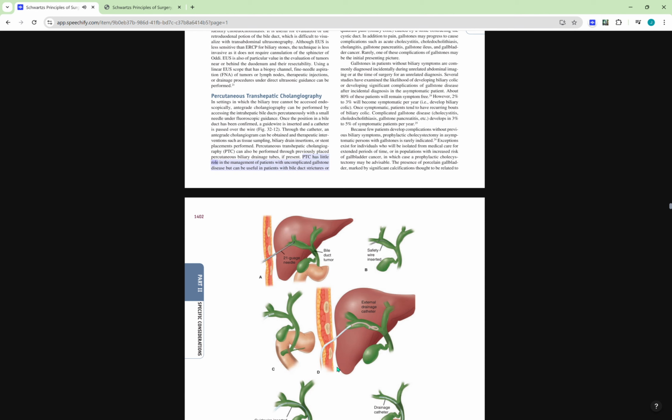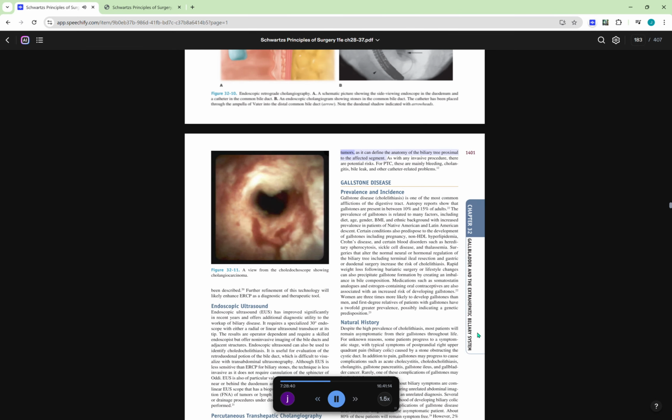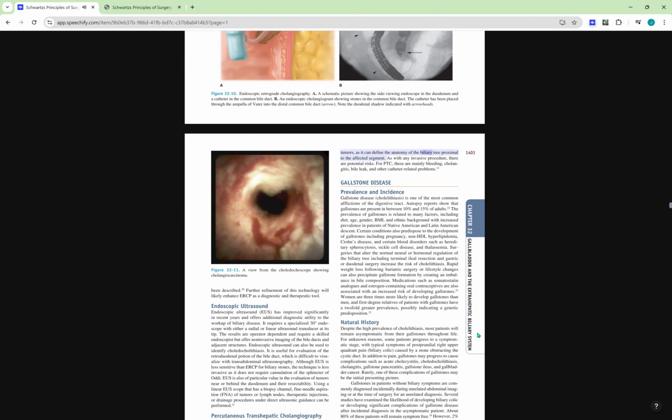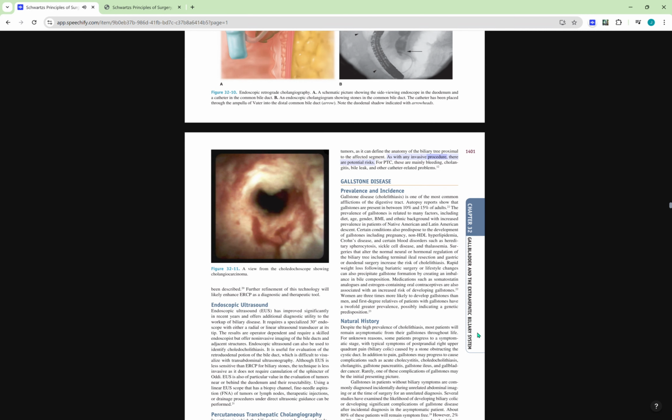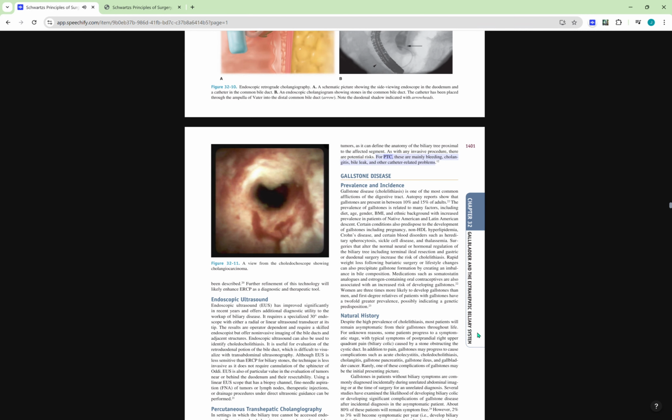PTC has little role in the management of patients with uncomplicated gallstone disease, but can be useful in patients with bile duct strictures or tumors, as it can define the anatomy of the biliary tree proximal to the affected segment. As with any invasive procedure, there are potential risks. For PTC, these are mainly bleeding, cholangitis, bile leak, and other catheter-related problems.